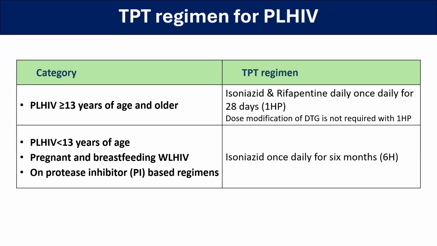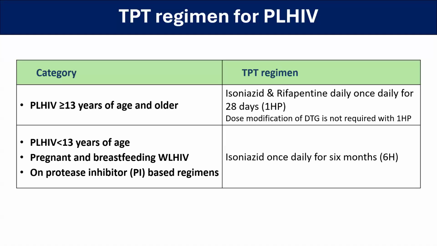PLHIV less than 13 years of age, pregnant and breastfeeding women, and PLHIV who are on a protease inhibitor based regimen: the preferred regimen is 6 months of isoniazid once daily. So INH is preferred here, only 6 months of INH. These are the major categories that we usually have to know.